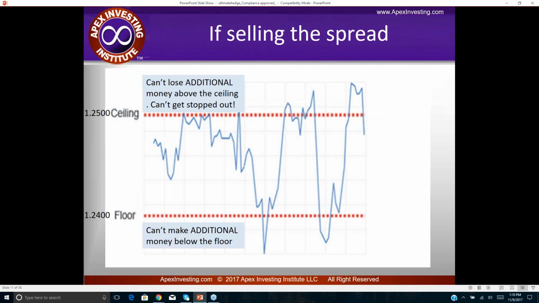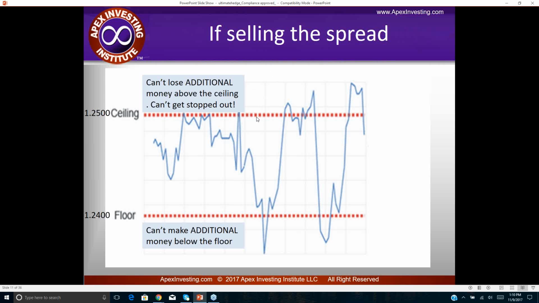Now let's use a quick example. Let's say that I was selling a spread. That means my strategy, my system, my charts, my indicators, whatever bias I have, is telling me to go short, to go down. The market is going down. Now, if I'm wrong and the market goes up, if it goes above my ceiling, I don't lose additional money above the ceiling. My risk is capped at that ceiling.